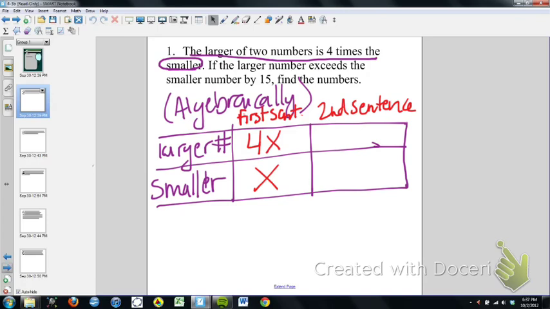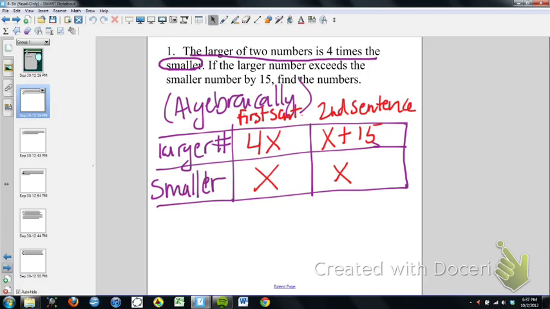And in the second sentence, it says the larger number exceeds the smaller number by 15. So again, I'm going to make the smaller number my x because that's how I start working to find my larger number. And then the larger number exceeds this by 15, so the larger number can be represented here with x plus 15.